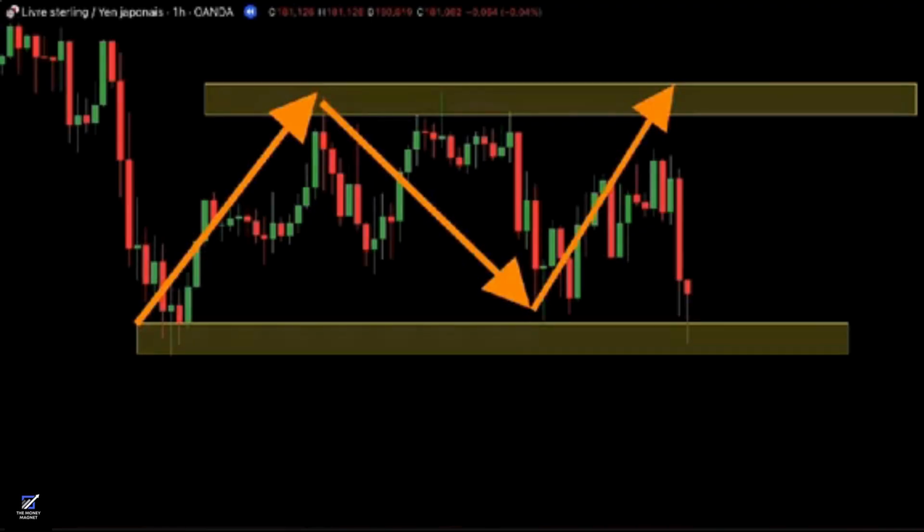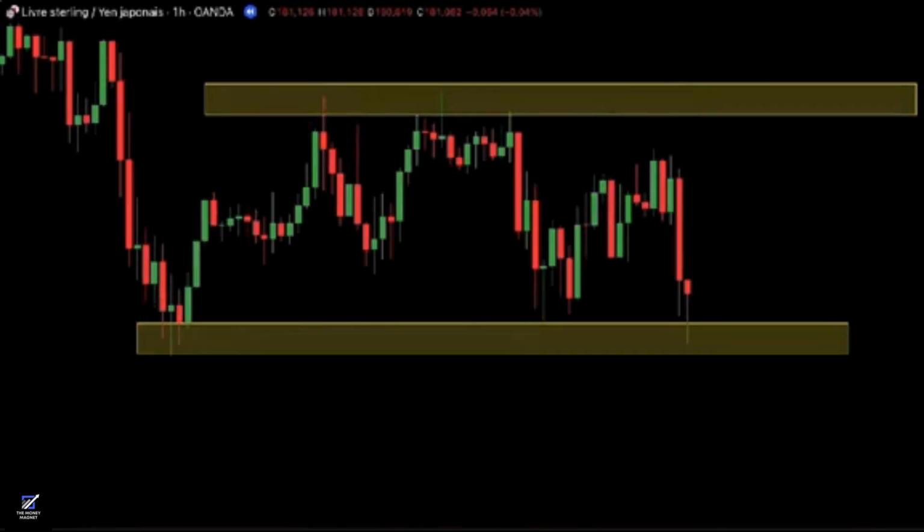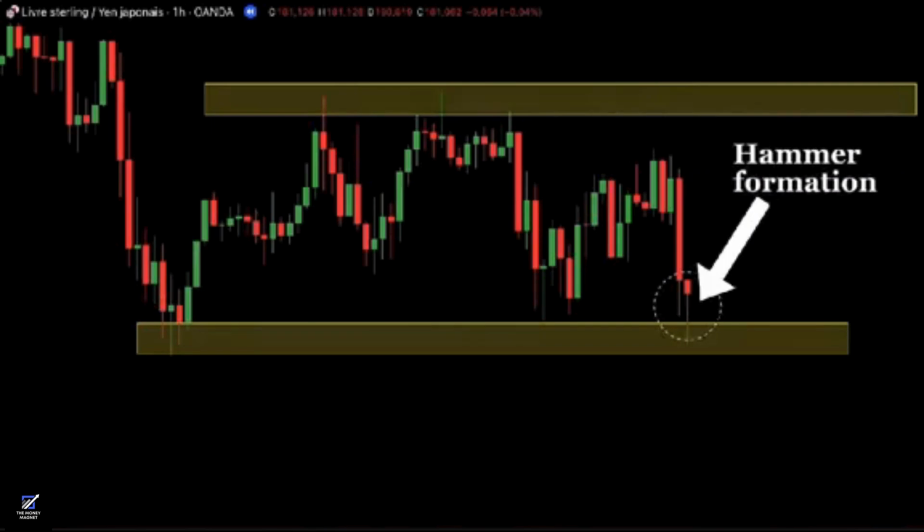At one point, price reaches the support level again, but instead of breaking lower, a hammer candlestick pattern forms. This is a strong, bullish reversal signal, indicating that sellers tried to push the market lower but failed, and buyers are starting to take control.